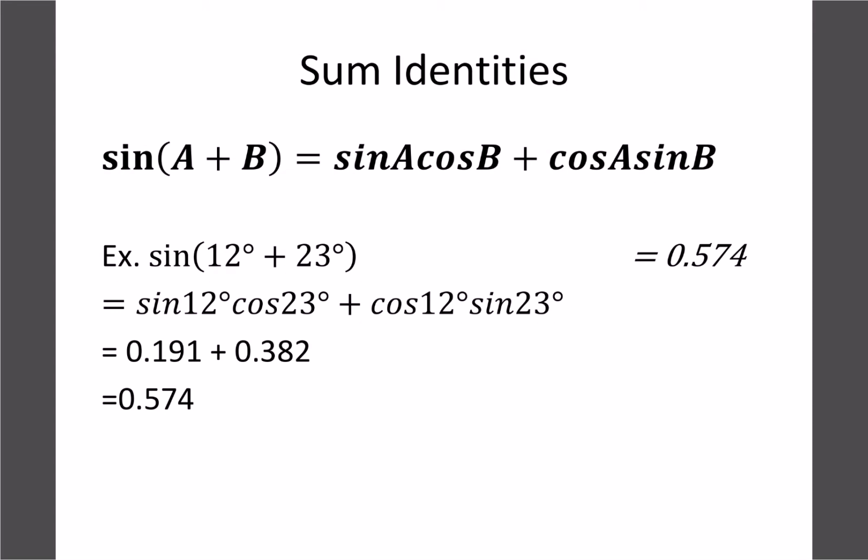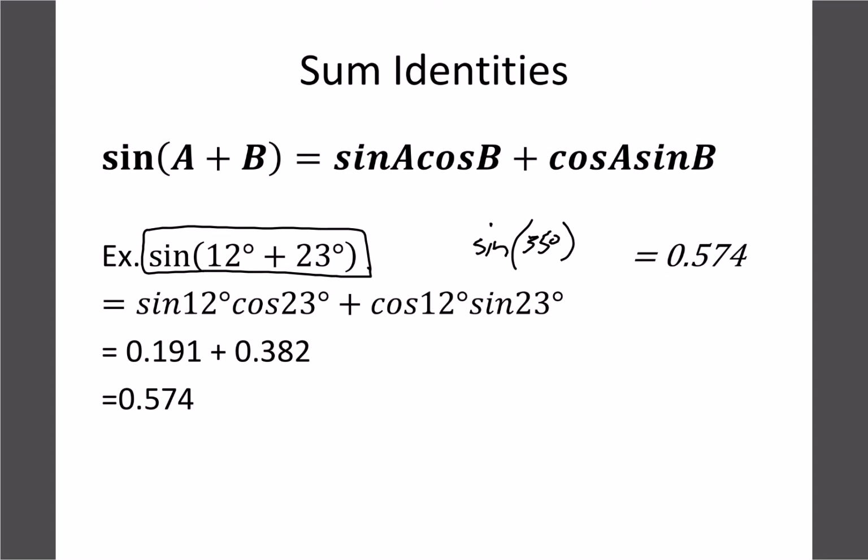So the first one is sine (A plus B) equals sine A cos B plus cos A sine B. So what that means is we can take a question, and if we have two different angles, we can break it apart. So for example, if we look at sine (12 plus 23). Obviously on your calculator we could just type in sine of 35 degrees, hit equals, and that gives us 0.7574. But what we want to do is, could we write this a different way?